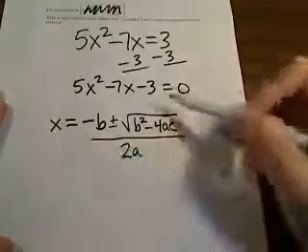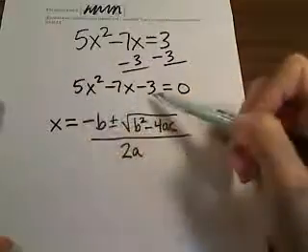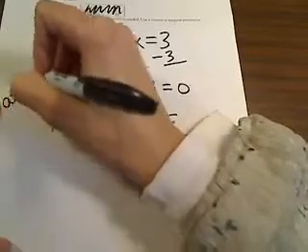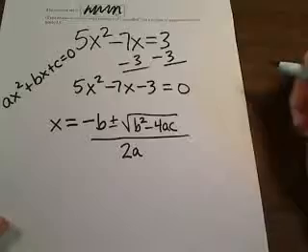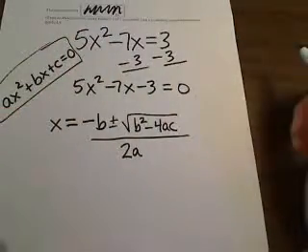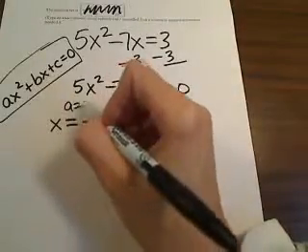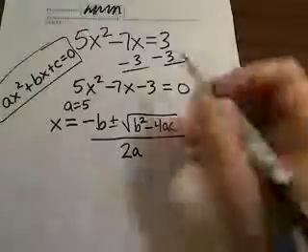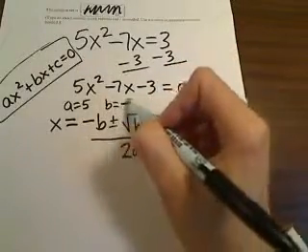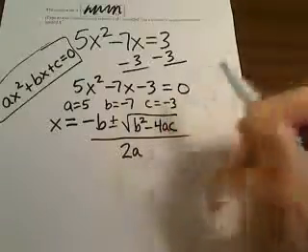Okay, the a, b, and the c in this formula refer to the coefficients of our terms here. So if we look at a basic quadratic, ax squared plus bx plus c equal to 0, that's where the a, b, and c are. Okay, so for our particular quadratic, the a is 5, the b is negative 7, and the c is negative 3.